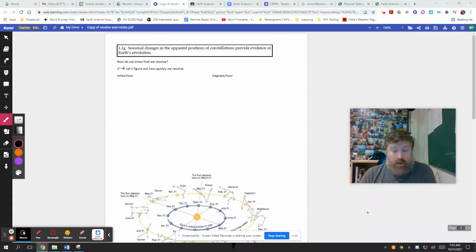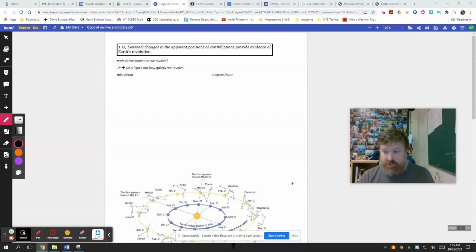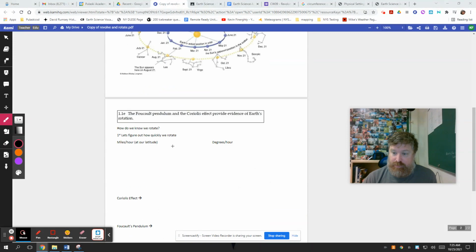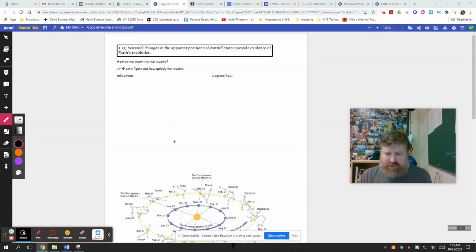Good morning. We're going to talk about, in these two sections of notes, which I'll do as two separate videos, how do we know that we revolve? How do we know that we rotate? How do we know that the planet is doing these things? I talked about this on the very first day of school.